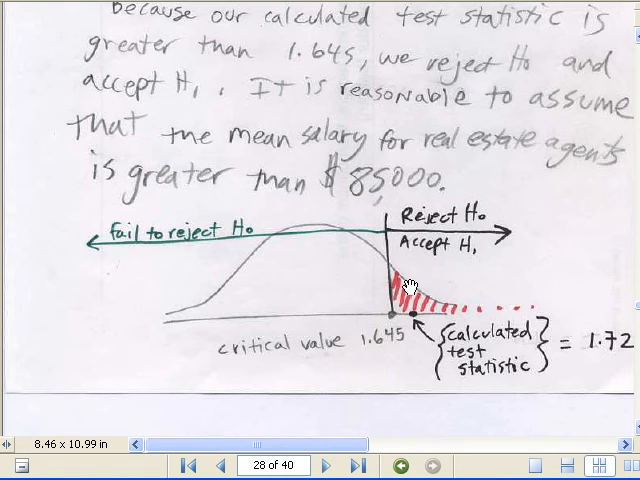So that's just an important thing to realize. When you're doing critical value, we get a value greater than, we reject. When we're doing probability and we get a p-value smaller than our alpha, then we reject.